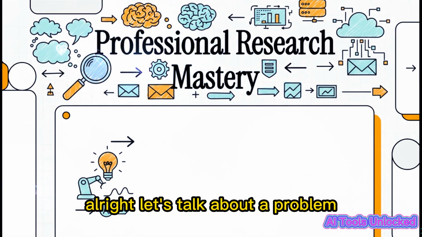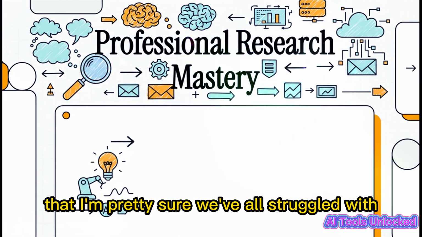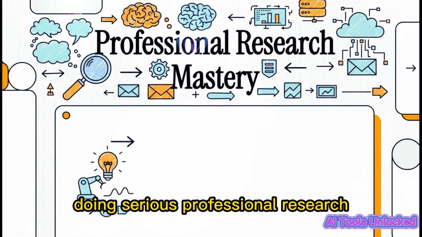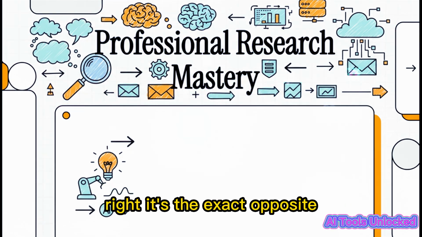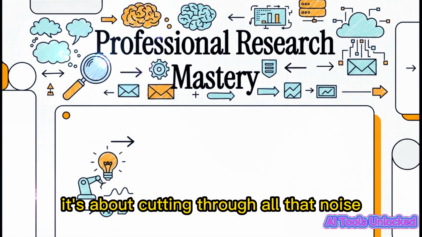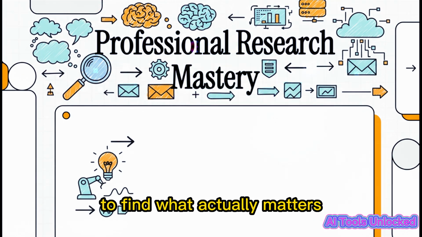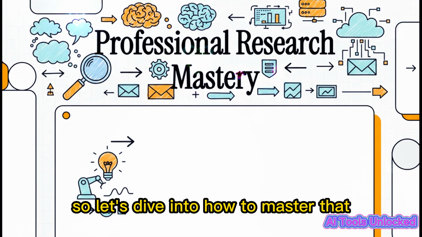All right, let's talk about a problem that I'm pretty sure we've all struggled with: doing serious, professional research in this age of AI. The issue isn't a lack of information, right? It's the exact opposite. It's about cutting through all that noise to find what actually matters. So let's dive into how to master that.